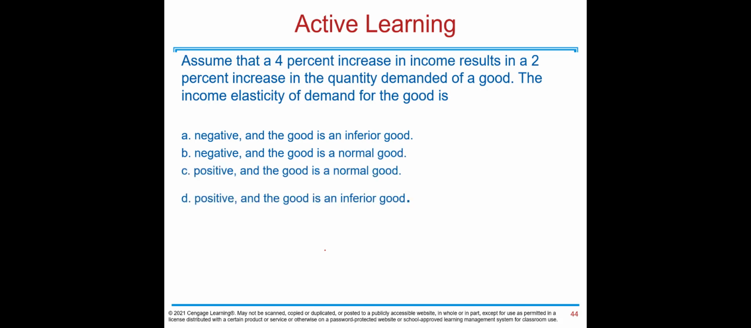Let's see this example. Assume that a 4% increase in income results in a 2% increase in the quantity demanded of a good. So remember, percentage change in quantity divided by percentage change in income. A 4% increase in income results in a 2% increase in quantity. Both are positive, which gives 0.5. The result is positive because both are increases. If it's a fall, you have to change the sign. Positive, and the good is normal. Remember, if income elasticity is positive, it's a normal good. If it's negative, it's inferior.